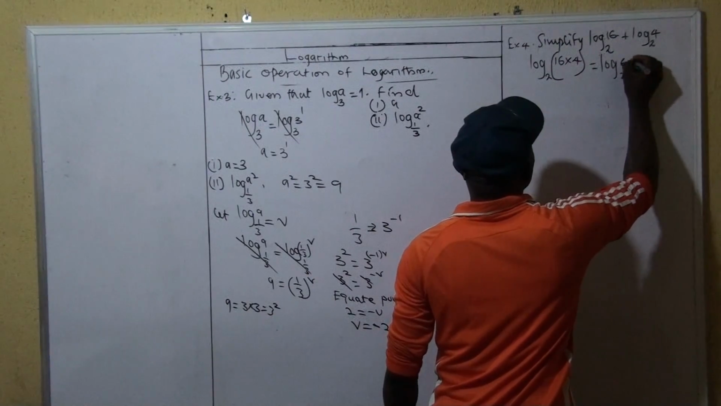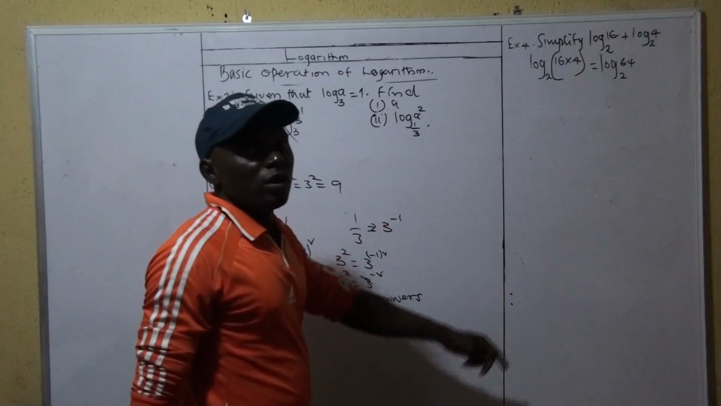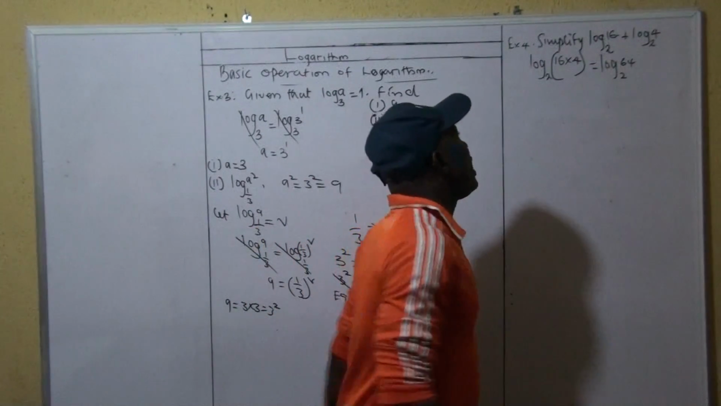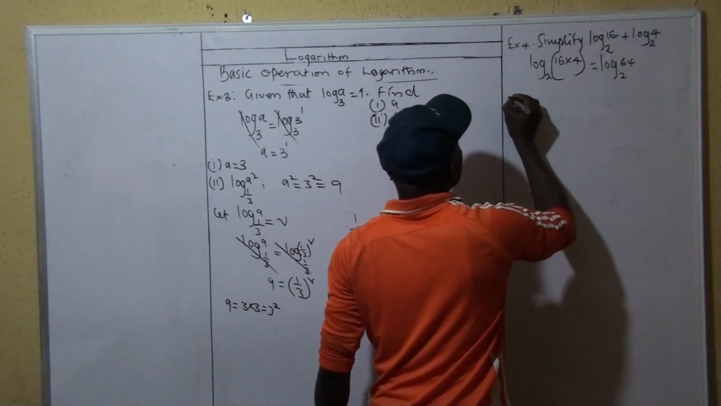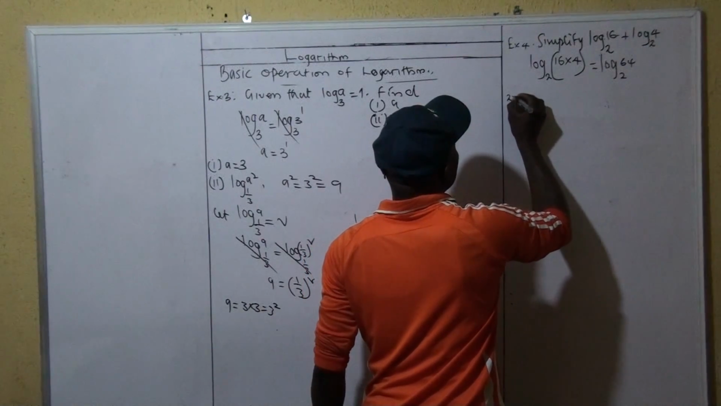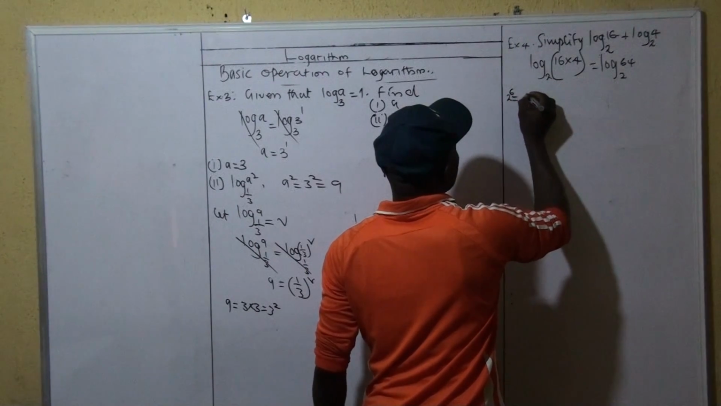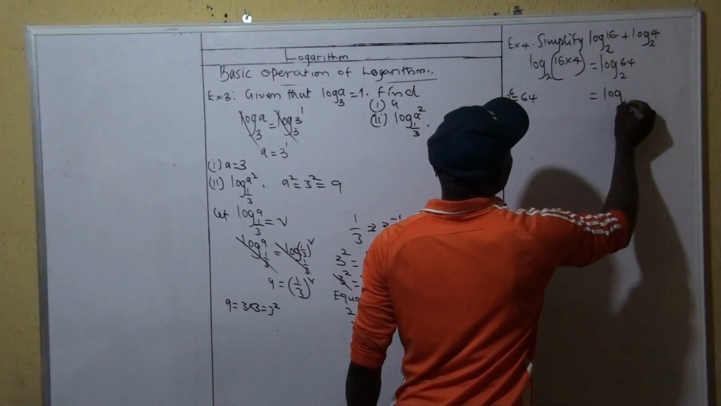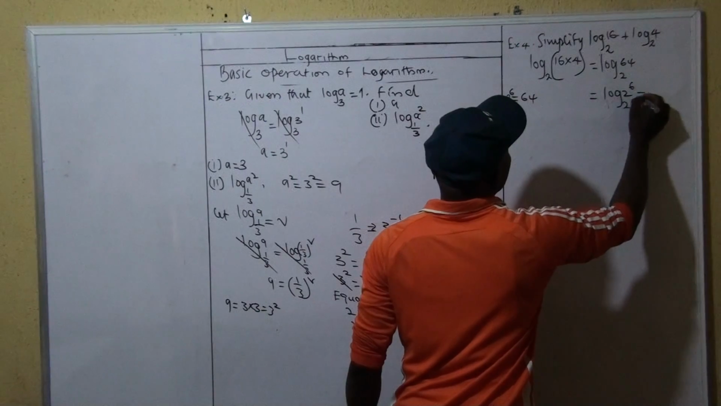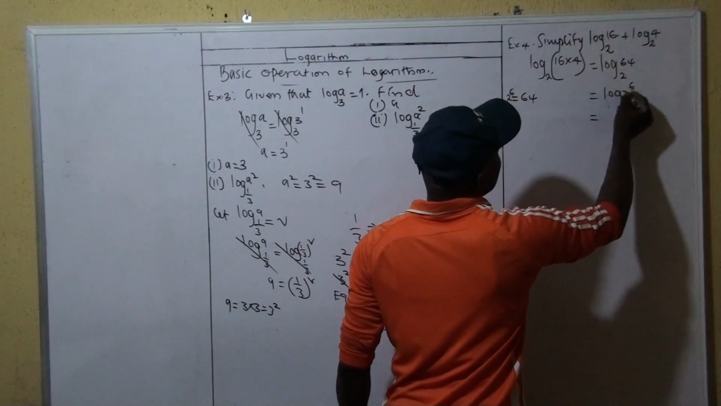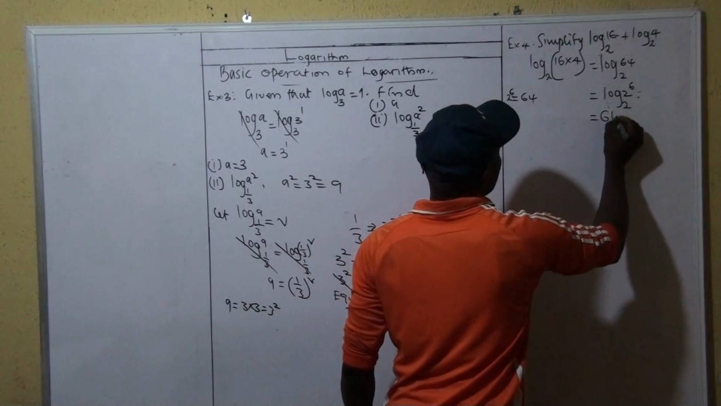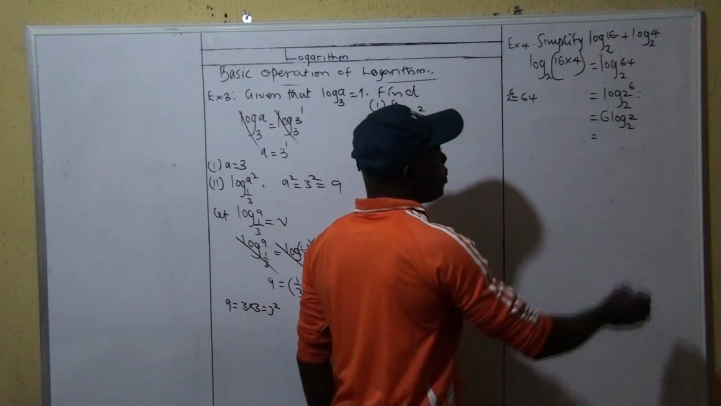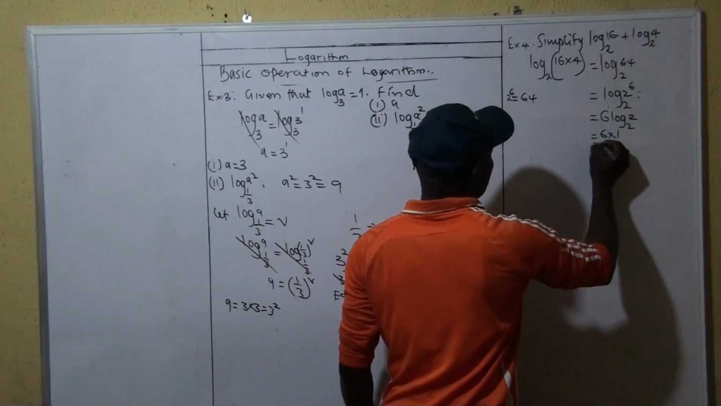So everything here becomes log base 2 of 64. For this 64, how many times are we going to multiply 2? 2 will multiply itself to give us 64. Quickly, it's going to be 2 raised to power 6, and 2 raised to power 6 is 64. So this is log 2 raised to power 6, and eventually it is 6 log 2. You know log 2 base 2 is 1. So it becomes 6 times 1, which is 6.